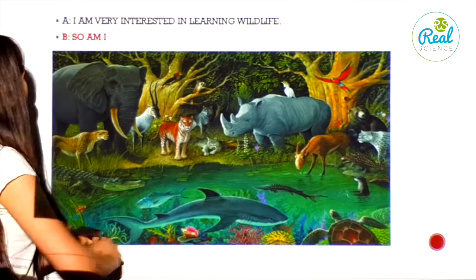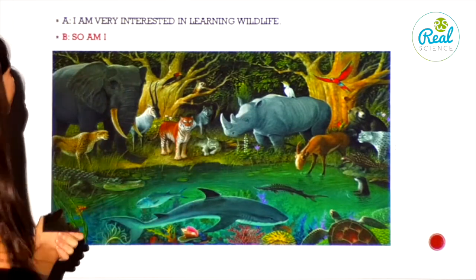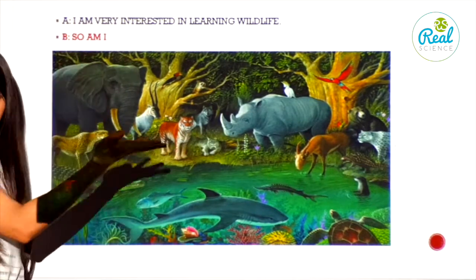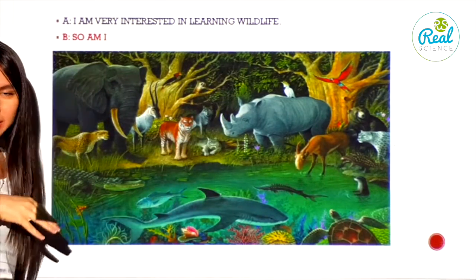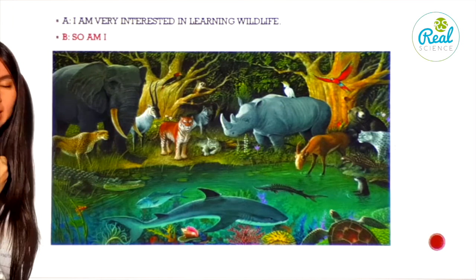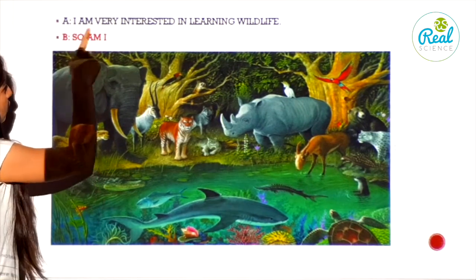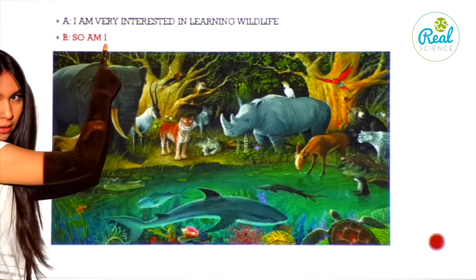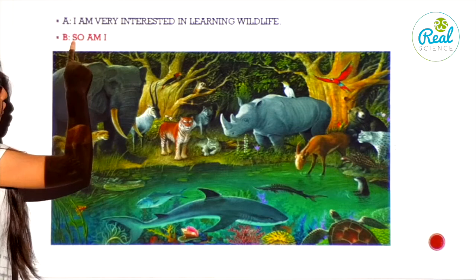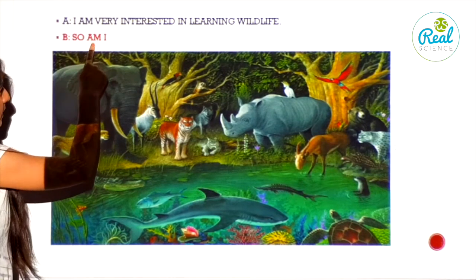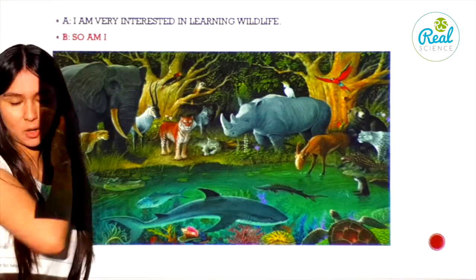Now let's look at the example. I'm very interested in learning wildlife. So you can see the wildlife here. For example, your friend told you this: I'm very interested in learning wildlife. You agree with your friend and you want to say me too. Instead of me too, you can say it like this: so am I. Is it suitable for the formula? Look, we put first so, then the auxiliary verb to be, then the pronoun. Okay, got it? Yes. Okay, nice.